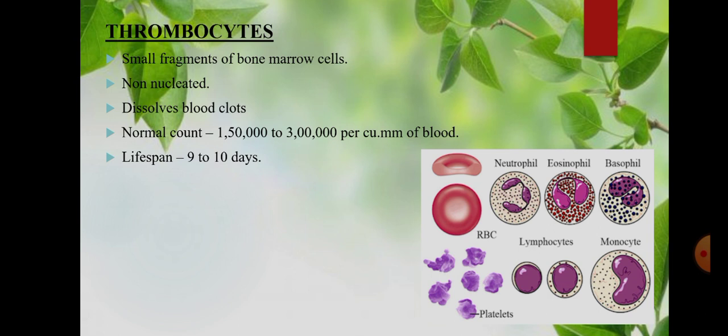Clear? And if there is a reduction in the number, it can lead to clotting disorders like hemophilia. There are a lot of diseases that can affect a particular individual if the number of platelets decreases. Okay, so it should be between 1.5, that means 1,50,000 to 3 lakh. Okay, so these are the different types of formed elements we learned so far.